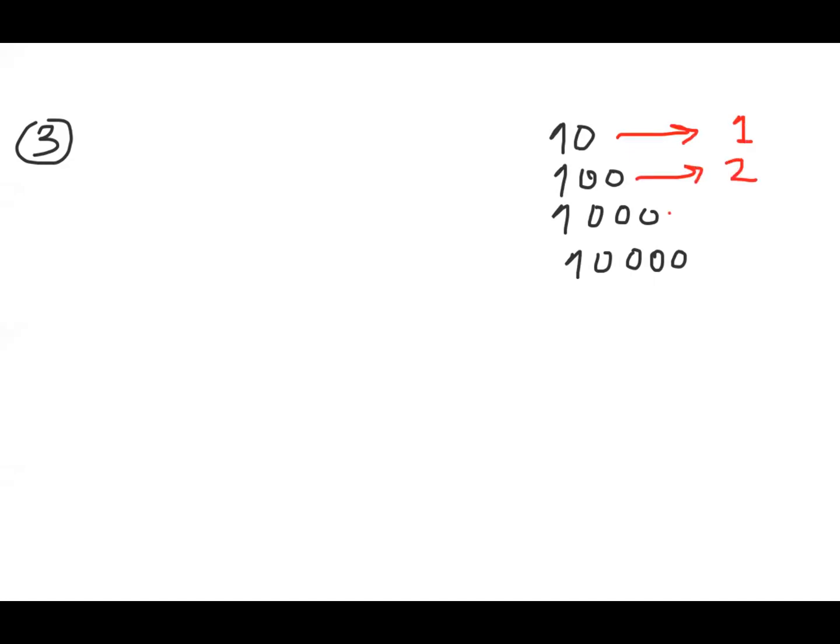If I have 10, 100, 1000, 10,000, here what is the number of zeros? It is 1. In case of 100, it is 2. In case of 1000, it is 3. Here, 4. So the third property says that a square number always ends with an even number of zeros.